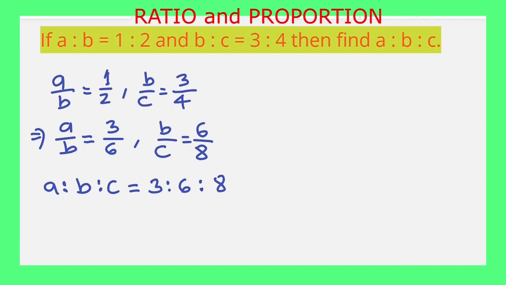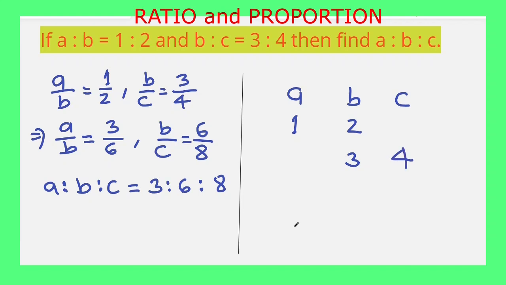Now we solve it by a shortcut method. Please observe what I am doing in this shortcut method. We write A, B and C. A ratio B given to us is 1 ratio 2. Below A we write 1 and below B we write 2. B ratio C given to us is 3 ratio 4. So below B we write 3 and below C we write 4.